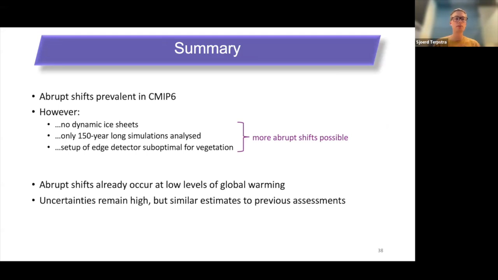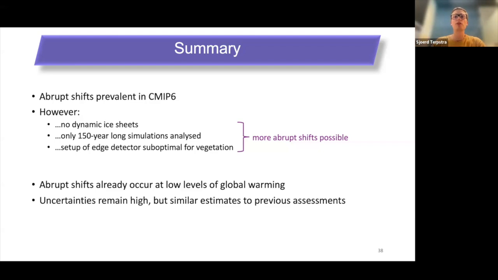We should mention that we missed the dynamic ice sheet, so there are also systems in the climate that might show abrupt shifts that we could not assess. The simulation years are only 150 years long, so as I said, we missed some of these high warming events in models that are a bit slower in warming. And the setup of the detection that we did was suboptimal for vegetation. So there's definitely a potential for more abrupt shifts.